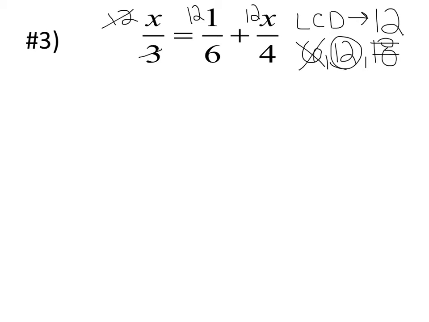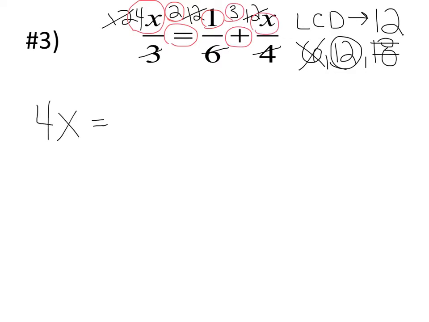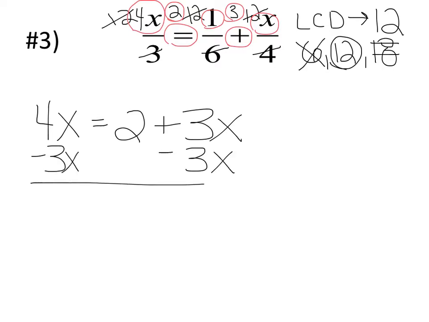12 divided by 3 is 4. 12 divided by 6 is 2. And 12 divided by 4 is 3. So you want to look at what you've got left. You've got 4 times x equals 2 times 1 plus 3 times x. So that gives you 4x is equal to 2, because 2 times 1 is 2, plus 3x, because 3 times x is 3x. Subtract 3x from both sides so you can solve. You end up getting x equals 2.